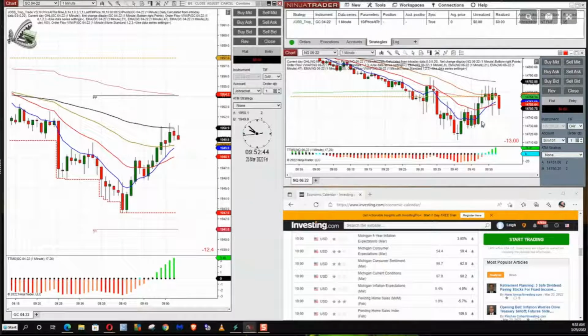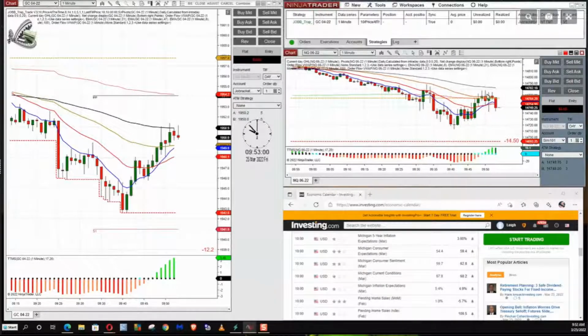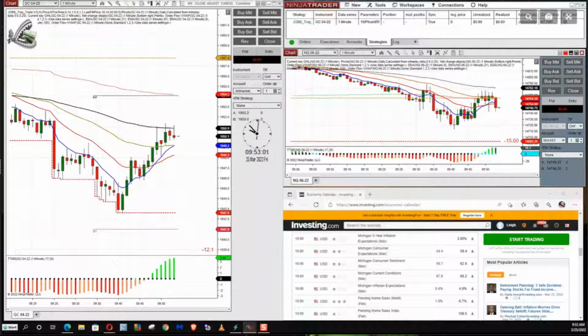NQ has not tested that magnet, right? In fact, it retraced quite a bit when I would have been interested in taking that magnet trade. I might have gotten stopped, right? I might have gotten stopped.